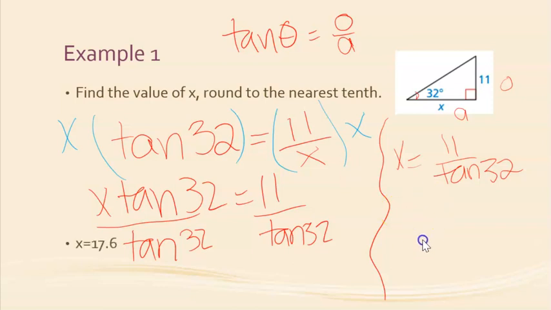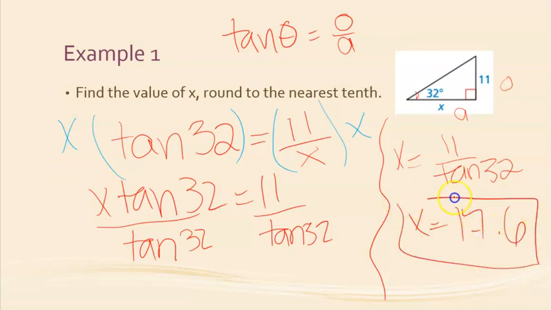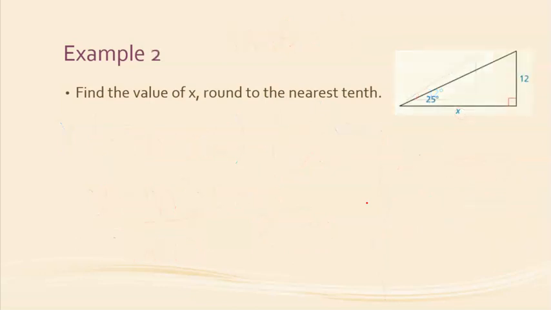So I got x equals 17.6. Questions there? Okay, can I move on to the next slide? Okay. So this one is another picture, and I want to find the value of x rounded to the nearest tenth, so I will give you a minute or two to copy down the chart, the triangle, and then I'll work through it.